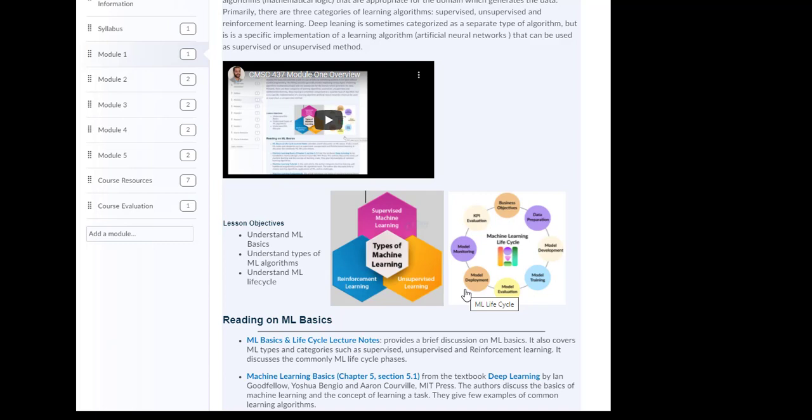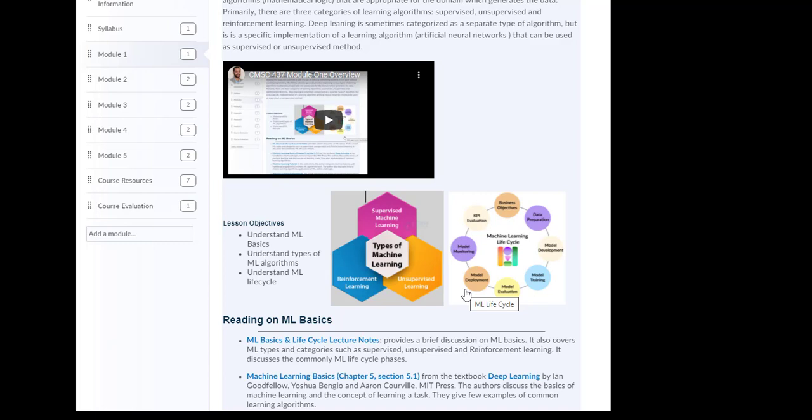Sometimes you may find that deep learning, which is a very widely used and popular type of algorithm whose underlying implementation is a neural network, is categorized as its own type of algorithm, but there is both supervised and unsupervised deep learning. The three are the most common categorization.